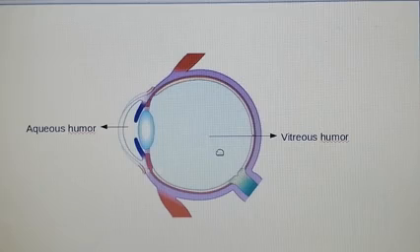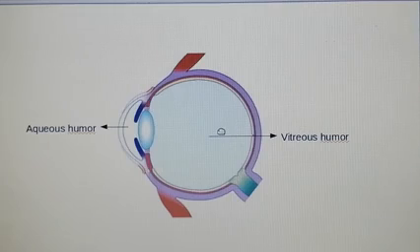The next fluid is vitreous humor. It is a jelly-like fluid substance seen in vitreous chamber. The space between lens and retina is called vitreous chamber, and the fluid filled inside vitreous chamber is called vitreous humor. What is the function of vitreous humor? The main function of vitreous humor is maintaining the shape of the eye.